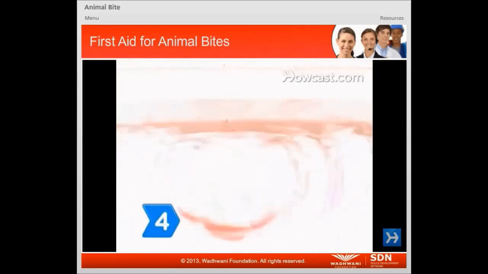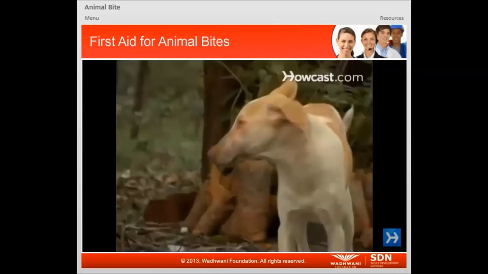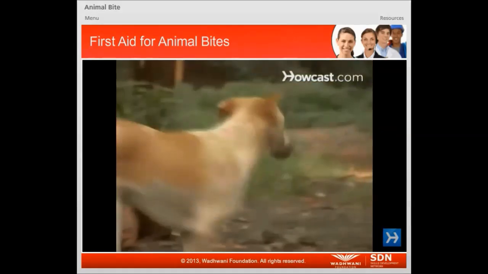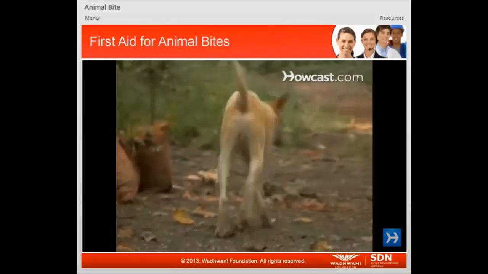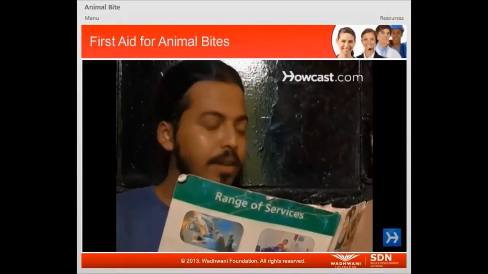Step 4. Seek professional medical care if bleeding continues, if a bone appears broken, if you have a compromised immune system, or if you've been bitten by a stray or feral animal. Follow your doctor's course of treatment, and above all, be well.